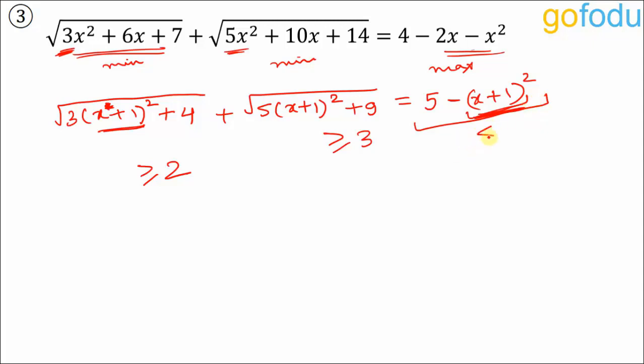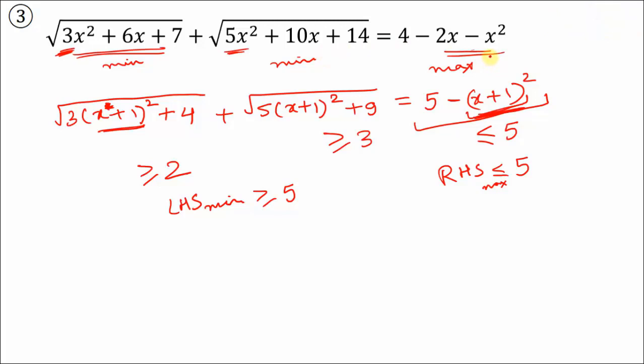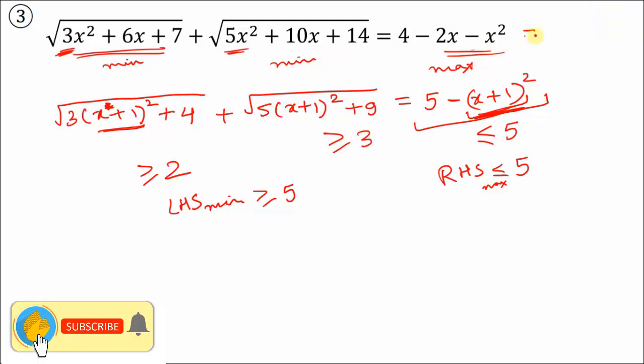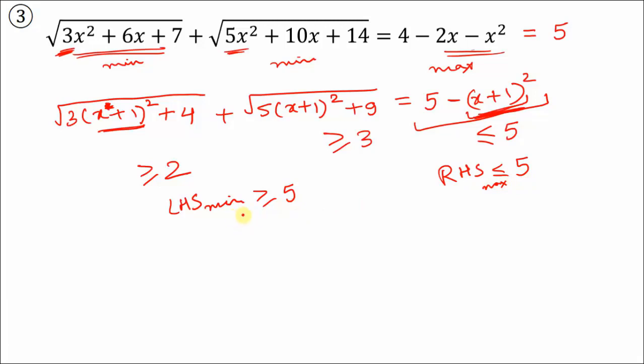So this will be less than or equal to 5. This is the maximum value of the right hand side. In the left hand side we have minimum value as 2 plus 3, 5, and in the right hand side we have maximum value as 5. So if left hand side has to be equal to right hand side, this can only happen when both are equal to 5. This is greater than or equal to 5, this is less than or equal to 5. So they can both be equal when they both are equal to 5.